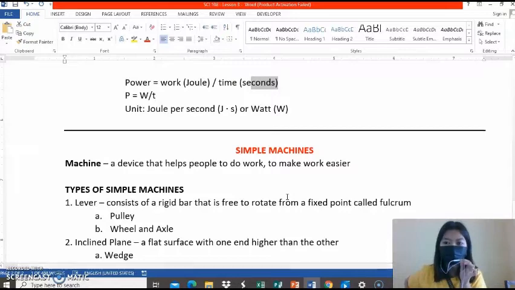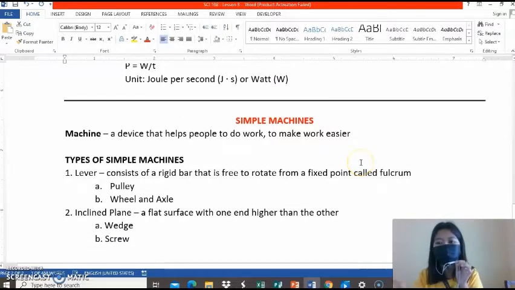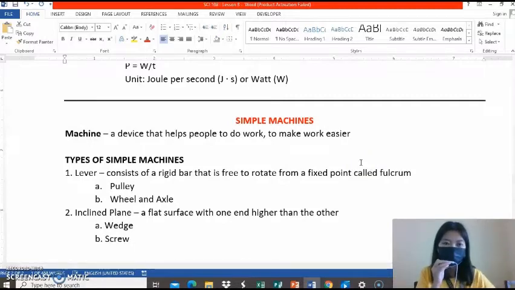And then, also, since they are discussing about work and energy, they will also discuss about simple machines. So what is a machine? A machine is a device that helps people to do work and to make work easier. And then we have two types of simple machines. But under the two types, meron pa silang mga categories or under pang iba. Number one is the lever. It consists of a rigid bar that is free to rotate from a fixed point called the fulcrum.